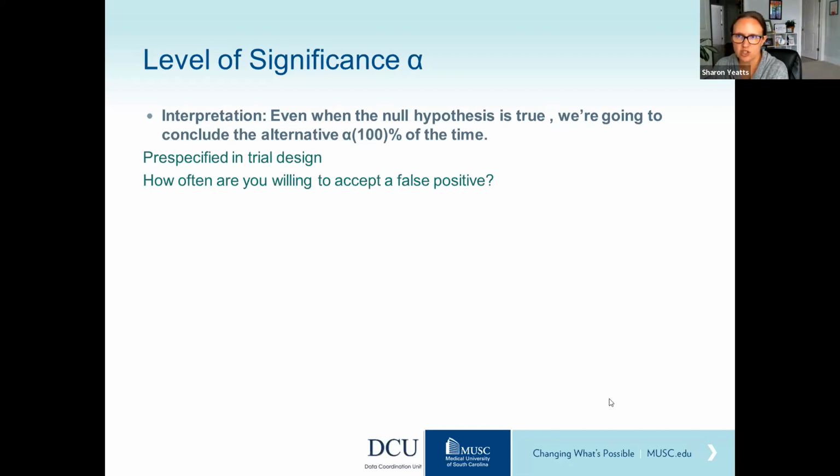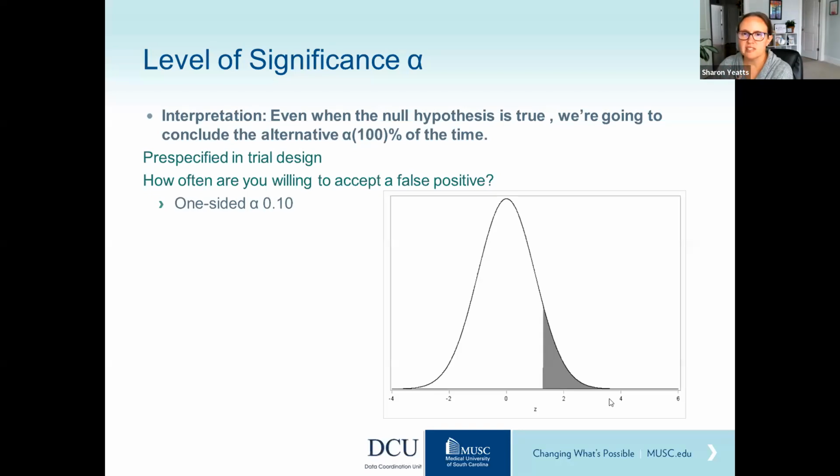So the interpretation of alpha is that even when the null hypothesis is true, we're going to conclude the alternative alpha times 100% of the time. So if we set it at 0.05, we're saying we're willing to accept up to a 5% false positive rate. Okay. Again, this is pre-specified in the trial design stage. 0.05 is not a magical number.